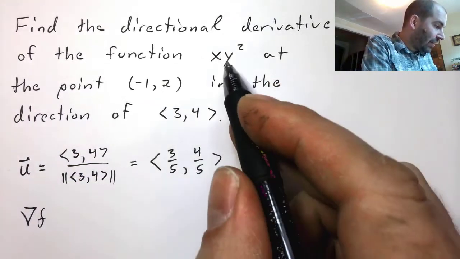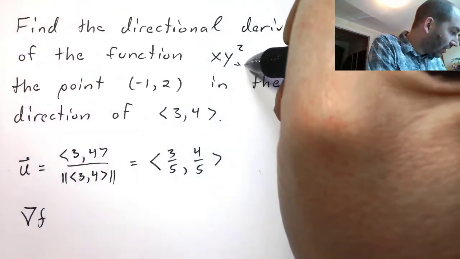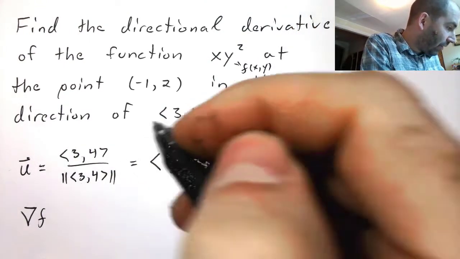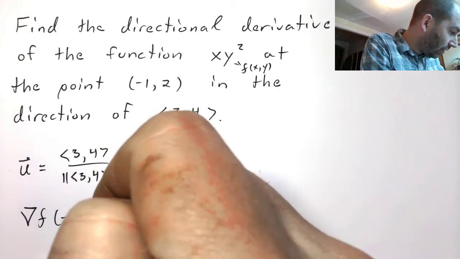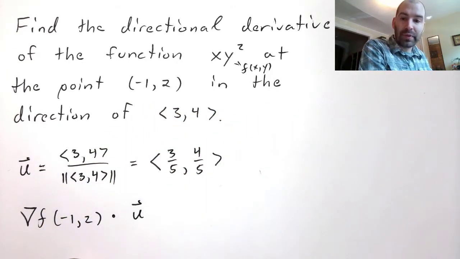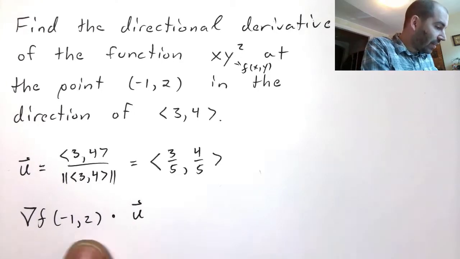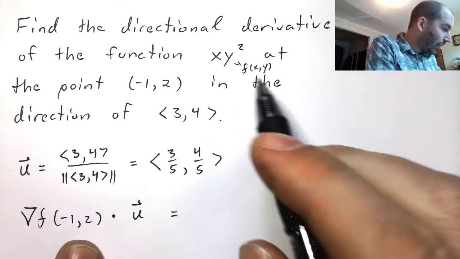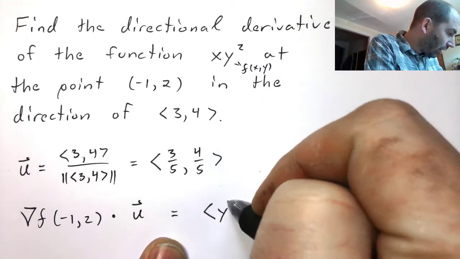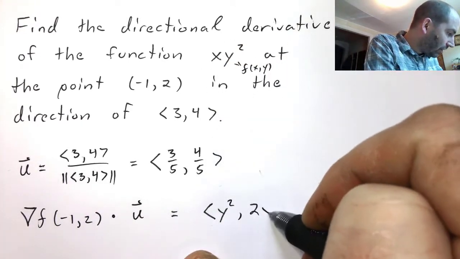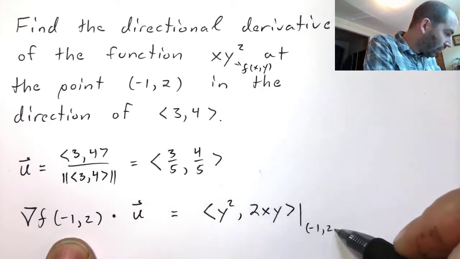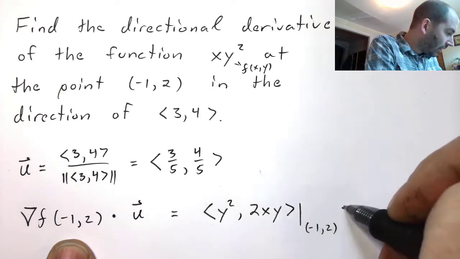It's going to be the gradient of this function. Let's call this f of x, y. Okay, and I'm going to evaluate that at -1, 2, and I'm going to dot it with u. Okay, well, what's the gradient of my function? Well, the gradient of my function is, well, the x derivative is y squared. The y derivative is 2xy. I'm going to evaluate that at -1, 2, right? And I'll dot that with u.